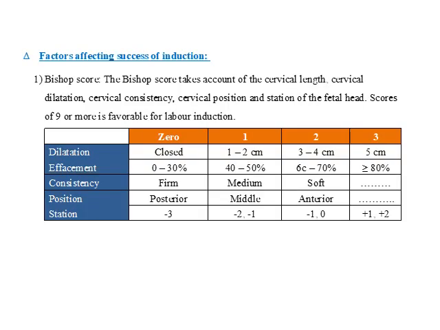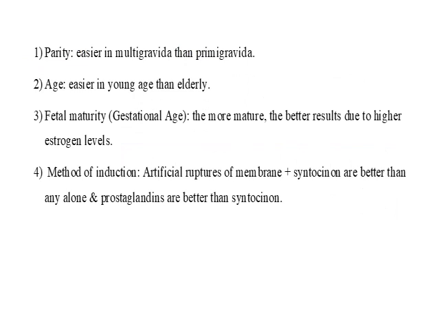Factors affecting success of induction. Bishop score: the Bishop score takes account of the cervical length, cervical dilatation, cervical consistency, cervical position and station of the fetal head. A score of 9 or more is favorable for labor induction. Parity: the induction of labor is easier in multigravida than primigravida, and easier in younger age than elderly. Fetal maturity, gestational age: the more mature, the better the result due to higher estrogen levels.